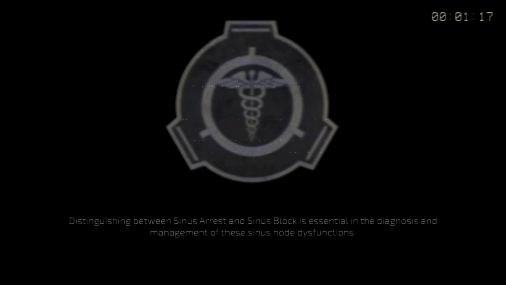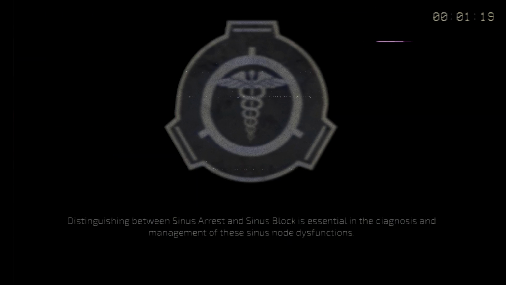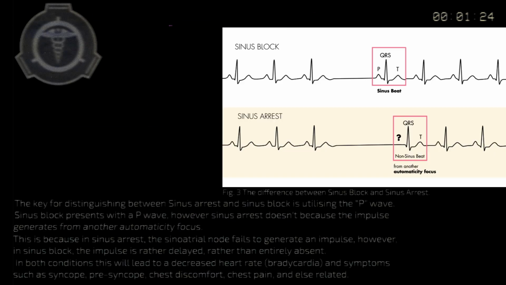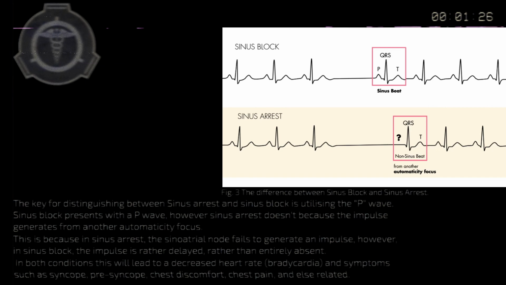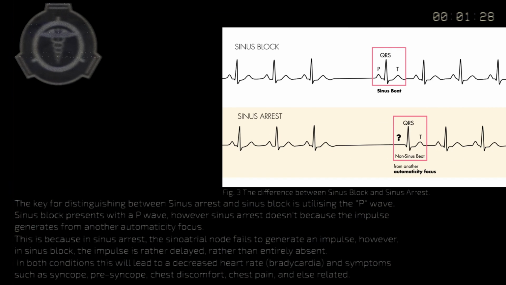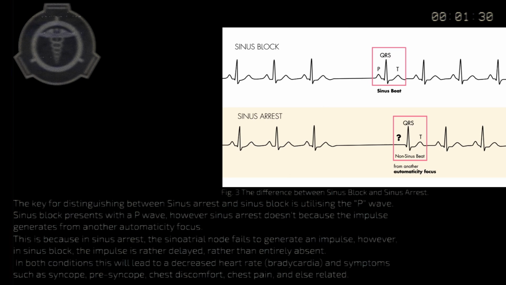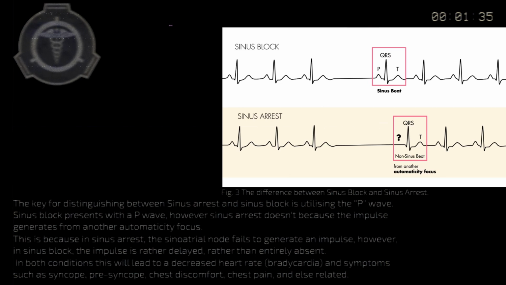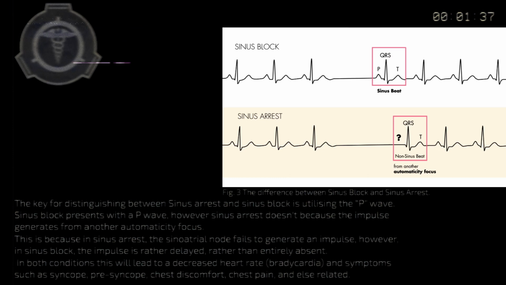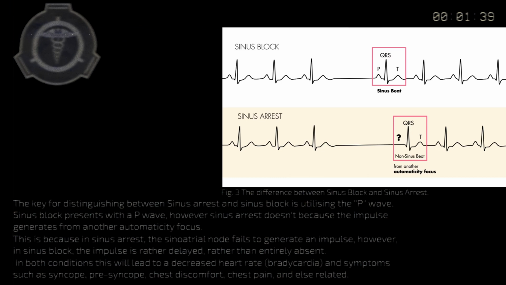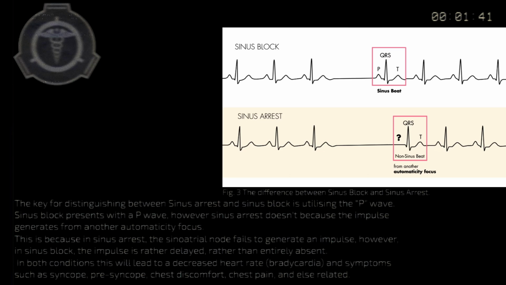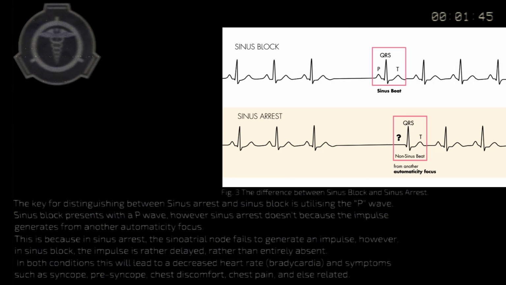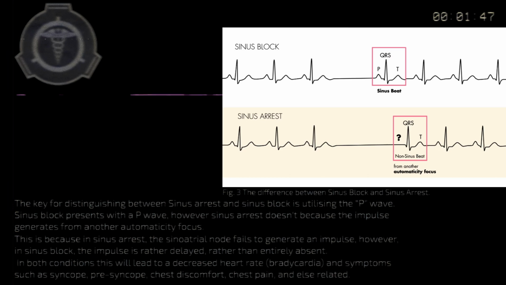Distinguishing between sinus arrest and sinus block is essential in the diagnosis and management of these sinus node dysfunctions. The key for distinguishing between sinus arrest and sinus block is utilizing the P wave. Sinus block presents with a P wave, however sinus arrest doesn't because the impulse generates from another automaticity focus. This is because in sinus arrest, the sinoatrial node fails to generate an impulse. However, in sinus block, the impulse is rather delayed, rather than entirely absent.